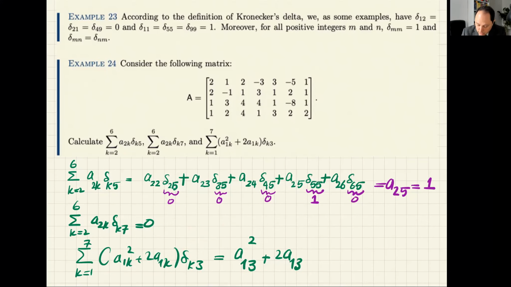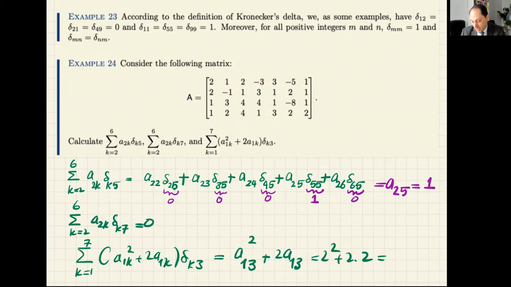What is A1 sub 3? The first row and the third column is 2. So the answer is 2 to the 2 plus 2 times 2, which is again 8. Questions?